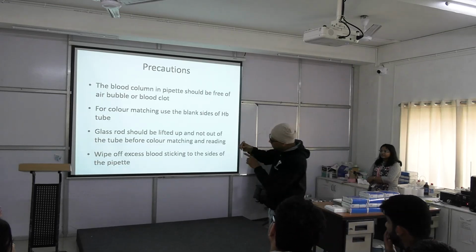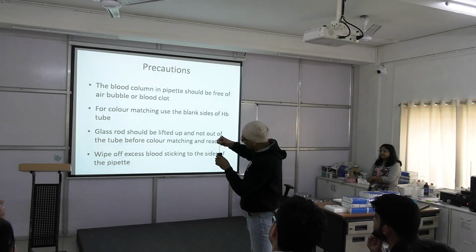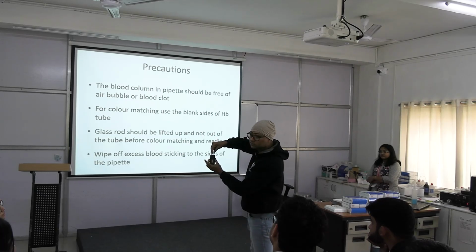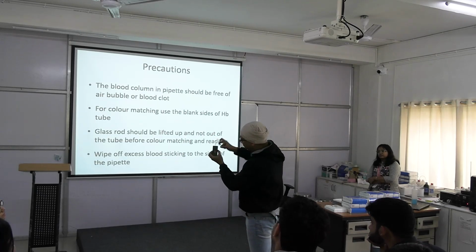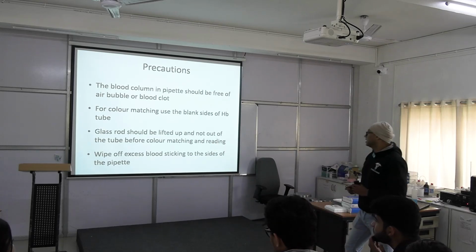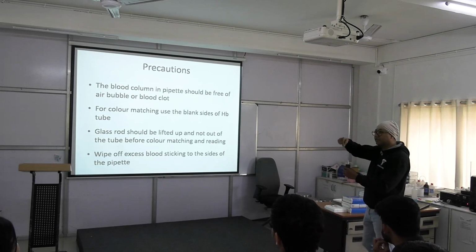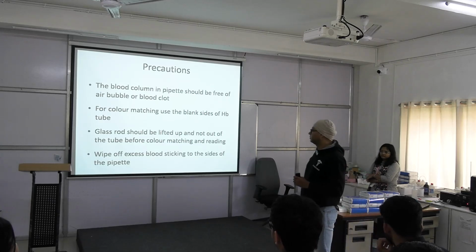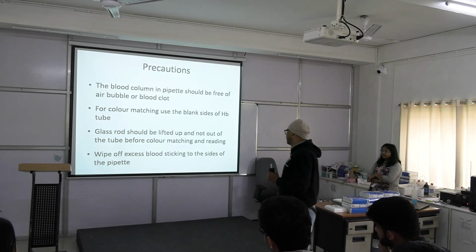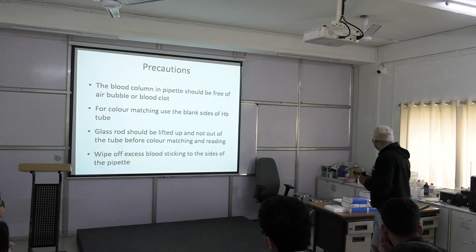Here there are graduations, right? So these graduations should not come in front. So you will hold it like this, so that the graduation does not come in front, and you can compare it carefully, right? Now the glass rod should be lifted. The stirrer has to be lifted up and then you have to compare, otherwise it will give you a light color. And wipe off the excess blood sticking to the side of the pipette.